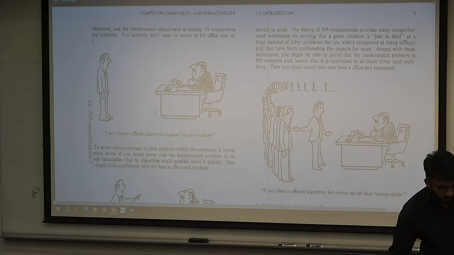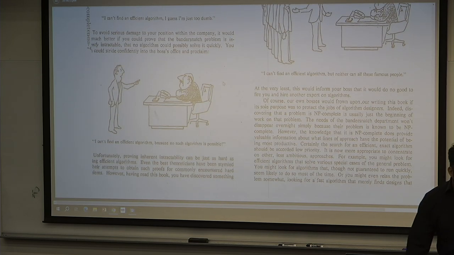So instead, maybe you try to prove the problem is what's called intractable. Intractability means hardness, basically. A problem is intractable if it's hard. A problem is tractable, intuitively, if it's easy, under whatever model of computation we're using. So you try to prove the problem is intractable, and you stride confidently into his office, and you say, I can't find an efficient algorithm because no such algorithm is possible.